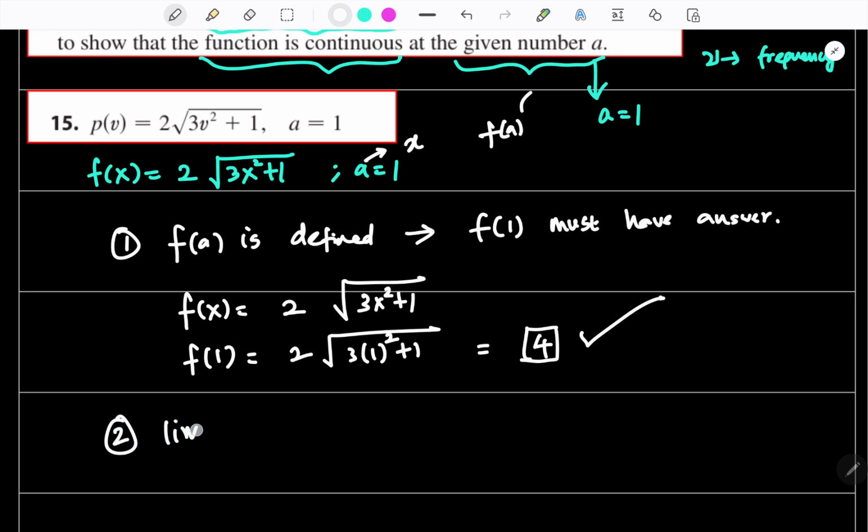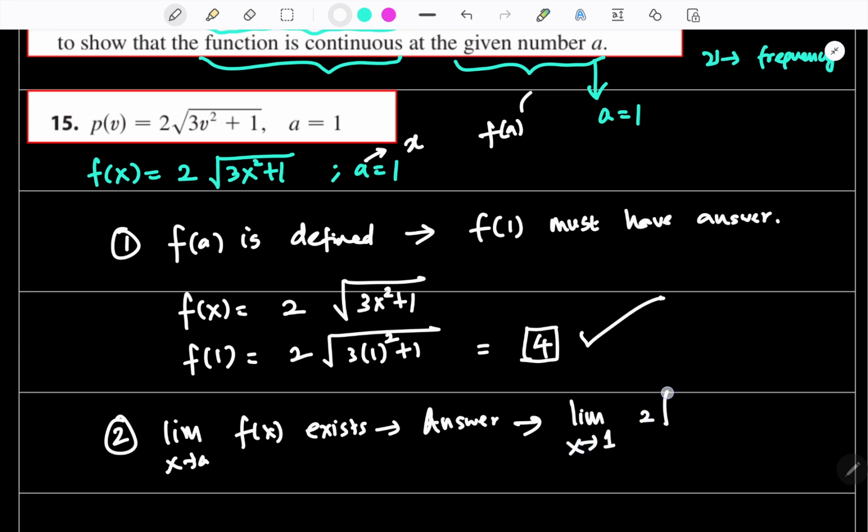Second one: limit x tends to a, f of x exists. That means you should get an answer here, right? So therefore, limit x tends to, what is your a? 1. And what is your f of x? 2 times square root of 3x square plus 1.